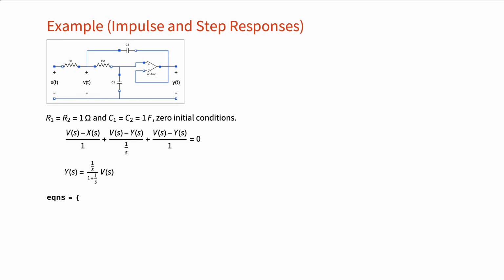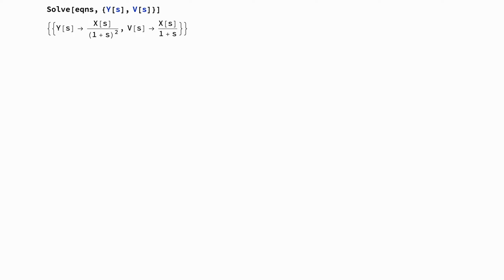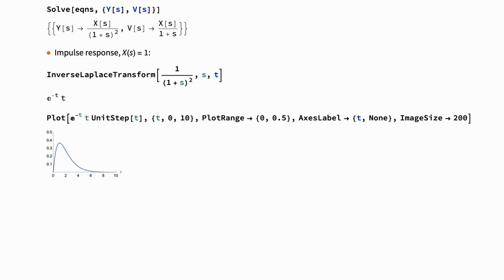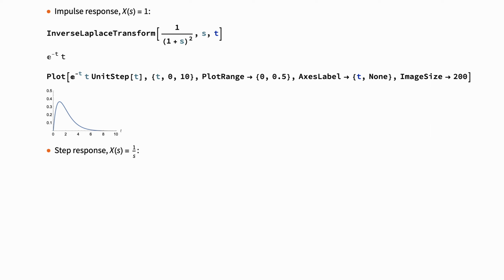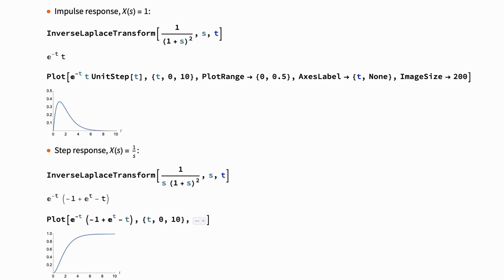So for this circuit, we have a set of two equations, and we solve them for Y(s) and V(s). For the impulse response, we set X(s) equal to 1, and we take the inverse Laplace transform of Y(s). And here is a plot of the impulse response. Now for the step response, we replace X(s) with 1 over s and take the inverse Laplace transform to find the step response in time. Plotting the step response, we see that we have a growing signal starting at 0 with the steady state response of 1.